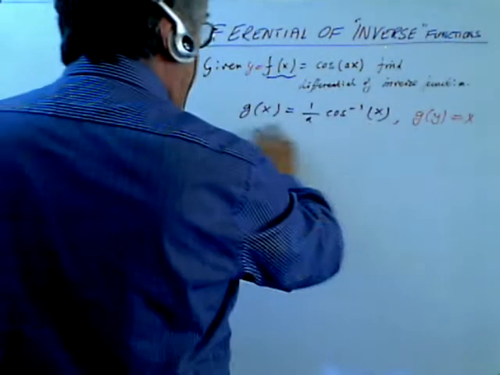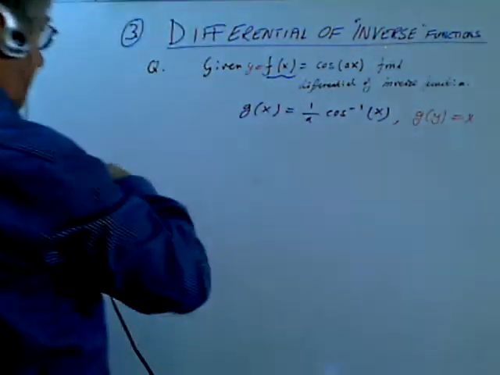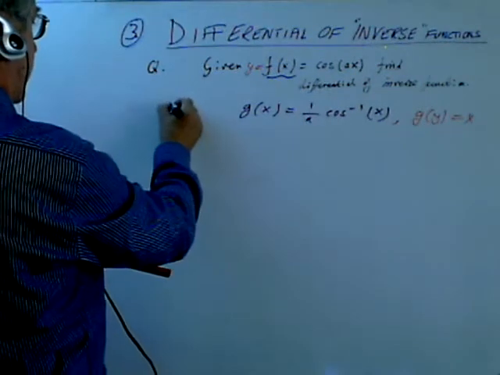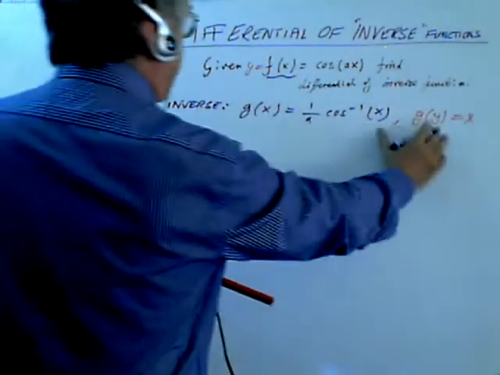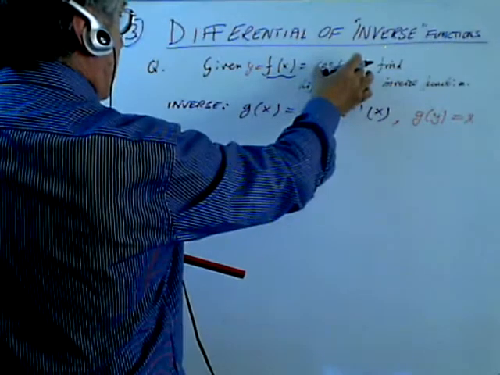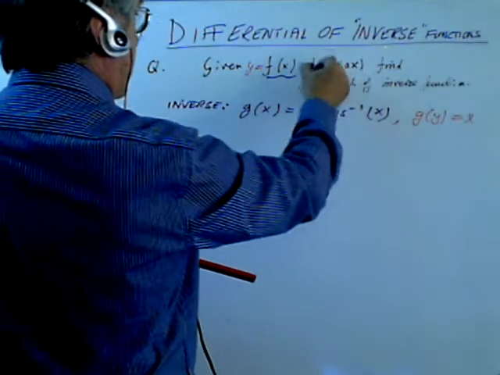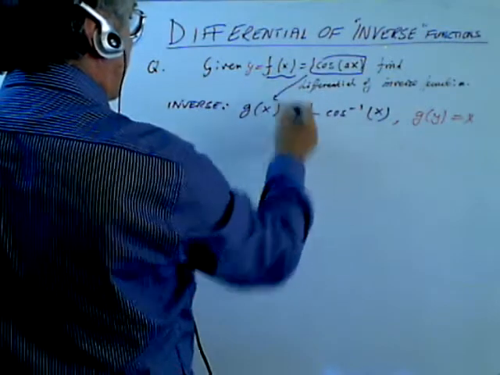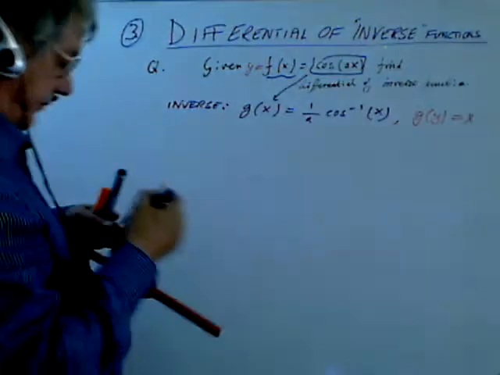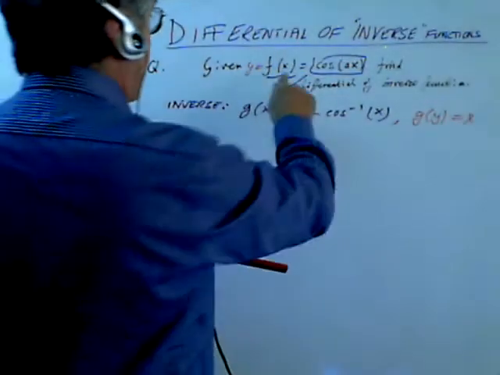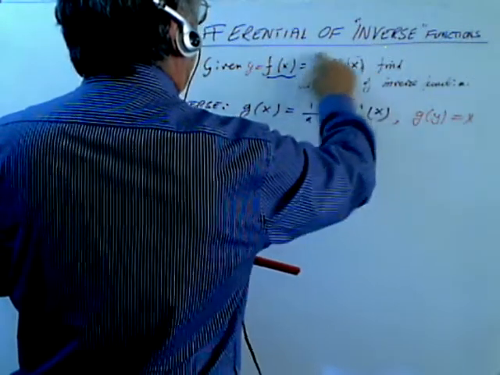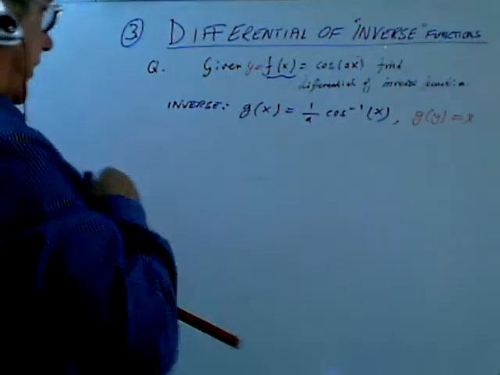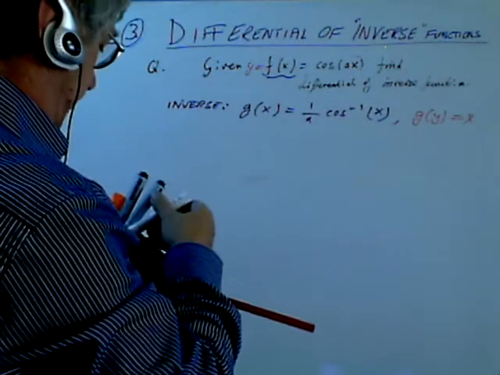Okay, and when you reach this stage, when you've obtained the inverse function, you should maybe do a quick check that when you put the function, cosine a of x, into here, indeed you return x. I'm not going to do that because I know that this is the inverse function here. So how does that help us to solve this problem?